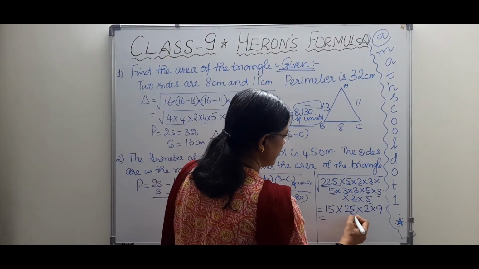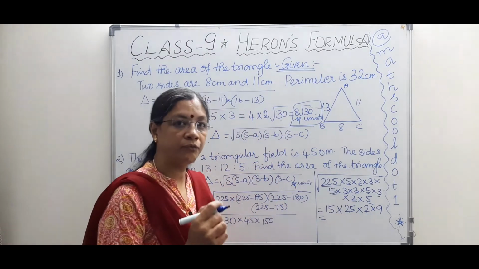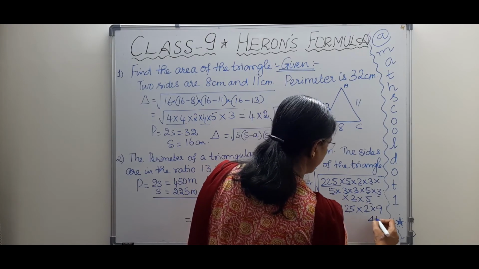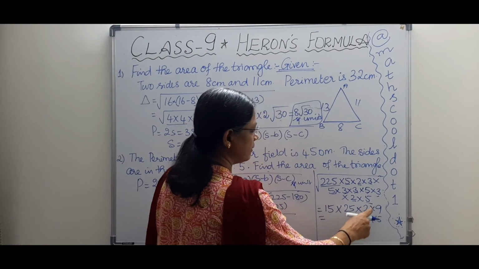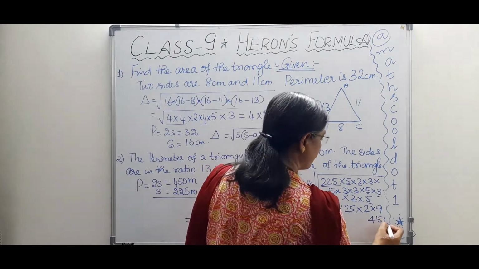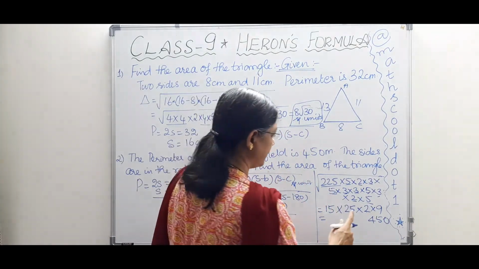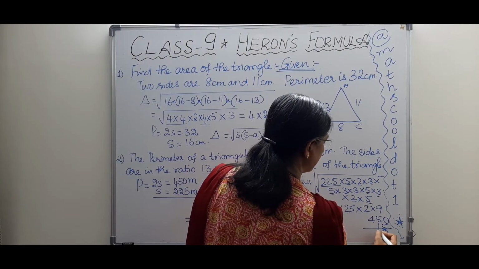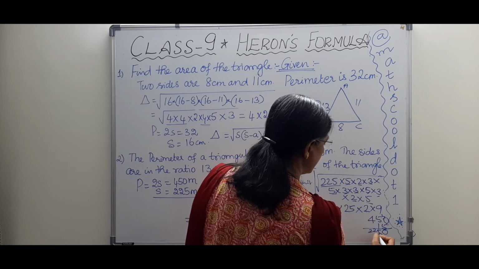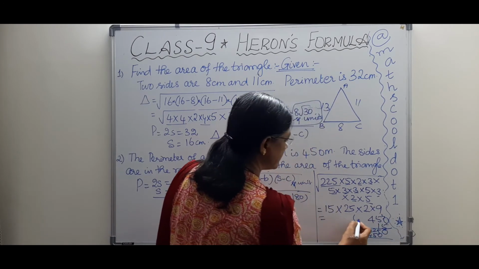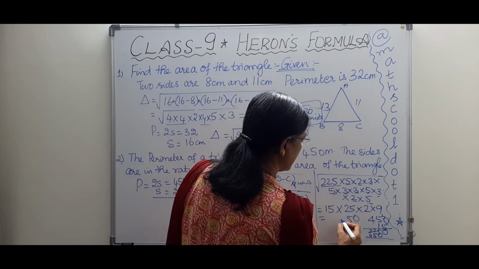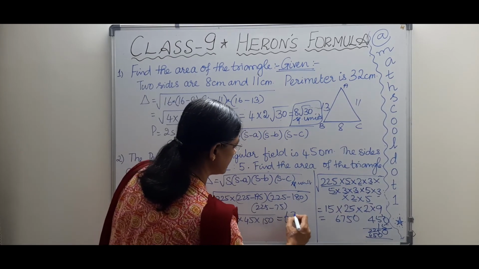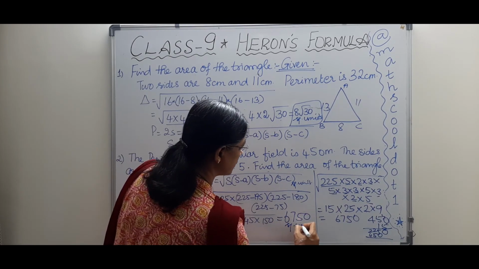Now what do I have? See, 25 into 2 is 50. 50 into 9 is 450. And then 450 into 15. Multiply it. So what do you get? 6,750. So the answer is 6,750 square units.